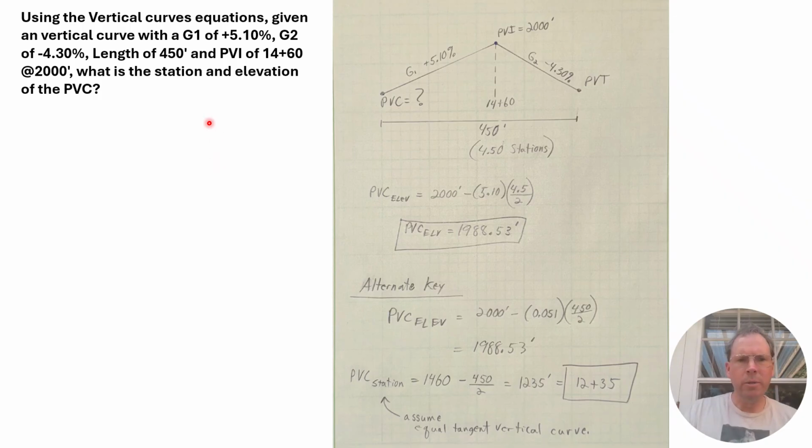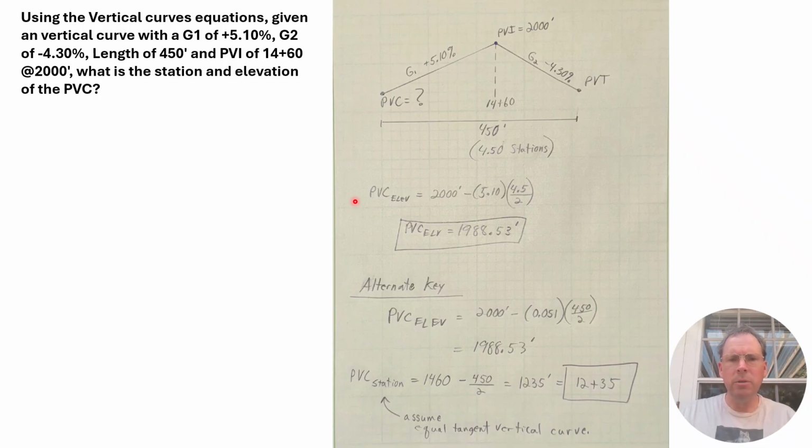And I just went ahead and put in another example. Using the vertical curve equations, given a vertical curve with a G1 of 5.1%, so it's coming up this way, and a G2 of minus 4.3%, you can see a picture of it going down this way, the length is 450 feet. The point of vertical intersection is at station 14 plus 60 at 2,000 feet. What is the station and elevation of the PVC?